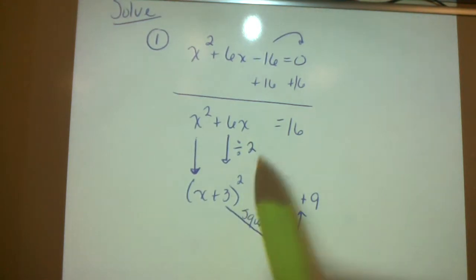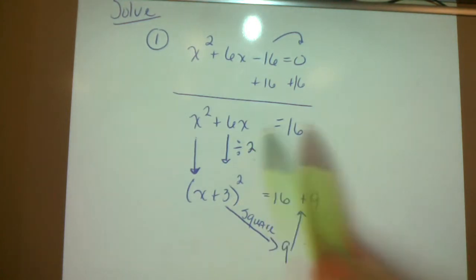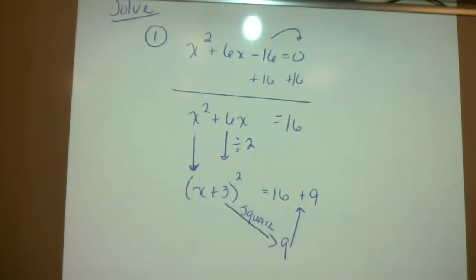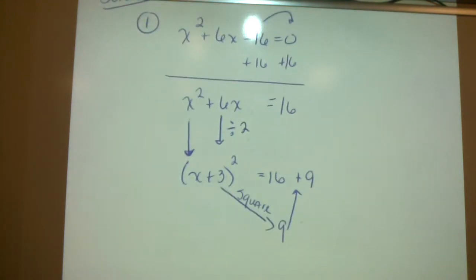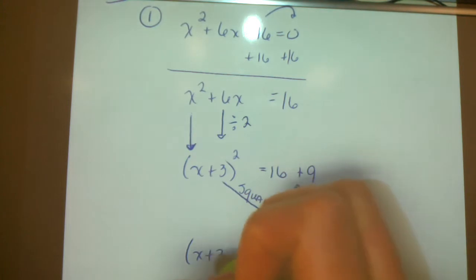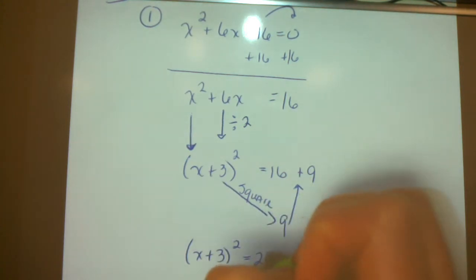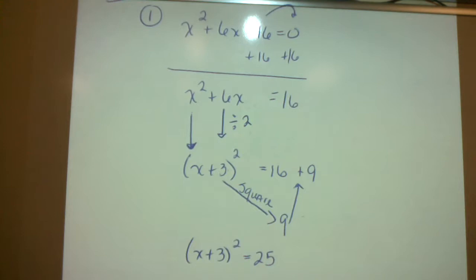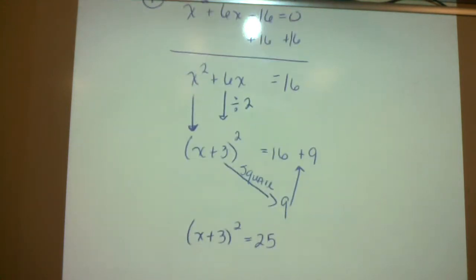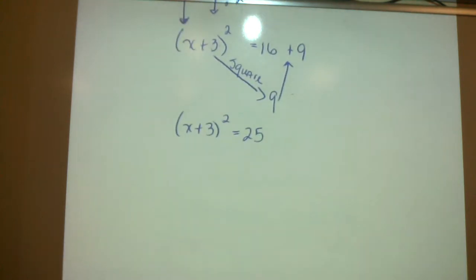We're really adding it here, but I'm kind of skipping over that step, because whatever we do here, we have to do here. There are some times you just have to trust your math teacher, and this is one of them. So you're going to have x plus 3 squared is equal to 25. All right. Now I have to solve for x. So I have to get rid of that square.